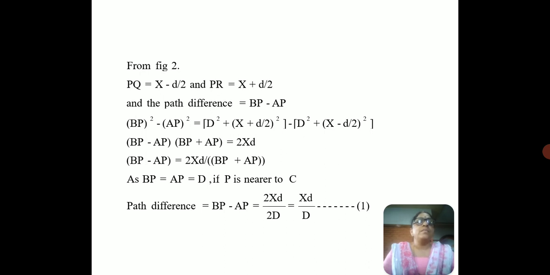Then after simplification, we get BP minus AP is equal to 2xd divided by (BP plus AP). And if P is very near to C, then what happens? BP and AP are equal to D, that is the distance between the coherent sources and the screen. Therefore, the path difference is equal to x into small d divided by capital D. Say this is equation 1. This is the path difference that we get from S1P and S2P, that is x small d divided by capital D.